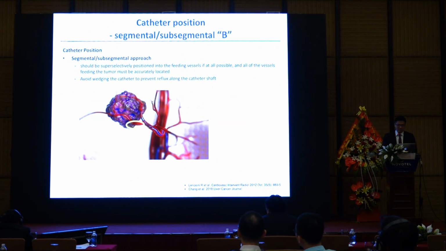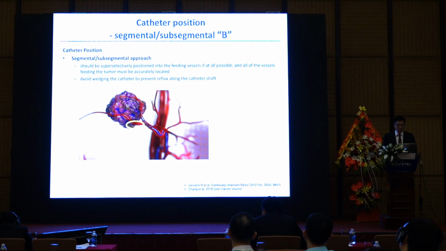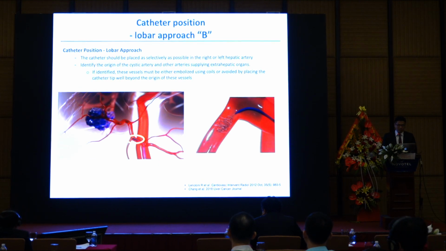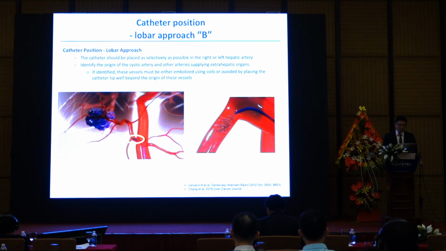So how about the catheter position? Super selection and selective embolization is recommended first. That means we should do segmental or subsegmental embolization. And if you need to do the lobar approach, be careful of the cystic artery or extrahepatic arteries to the GI tract organs. If you find that, you should advance your catheter more distally, or use a coil to embolize these vessels.